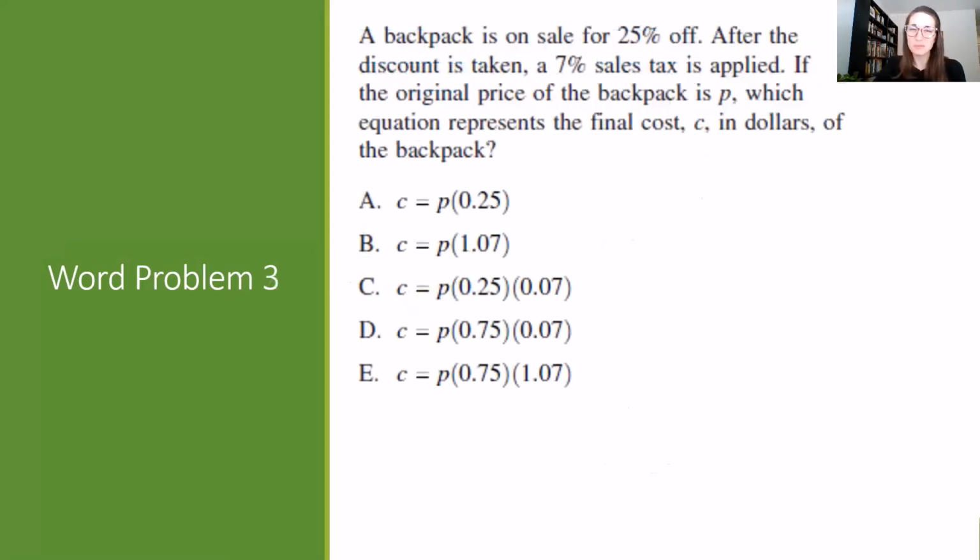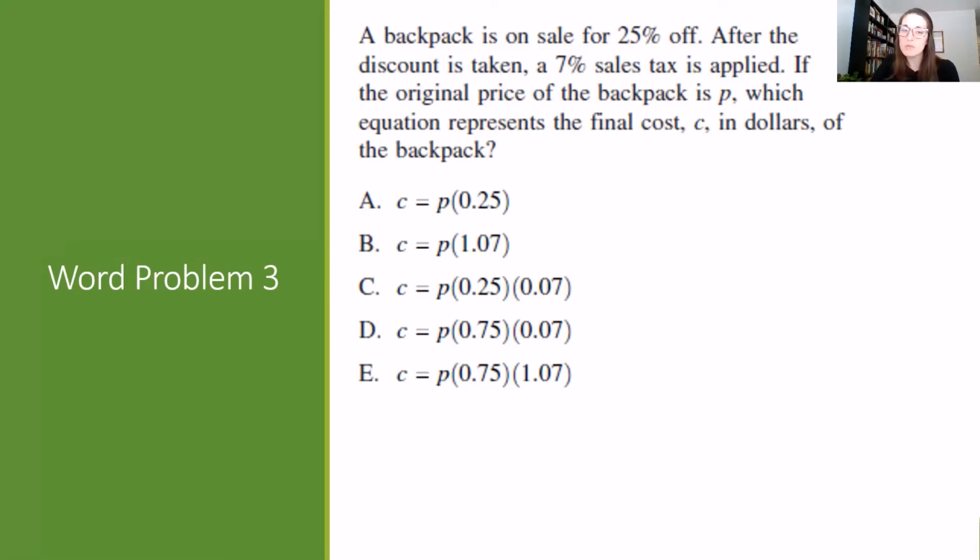All right, for word problem 3, it says a backpack is on sale for 25% off. After the discount is taken, a 7% sales tax is applied. If the original price of the backpack is P, which equation represents the final cost, C, in dollars of the backpack? Now, the first thing I'm checking for is when I look at the answers to make sure the variables are in the right place.